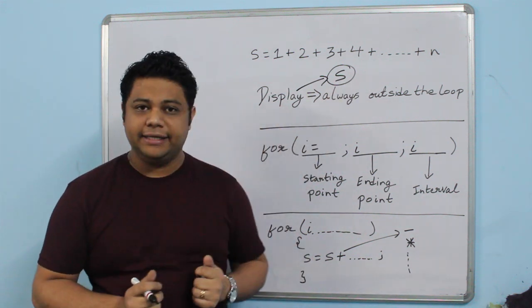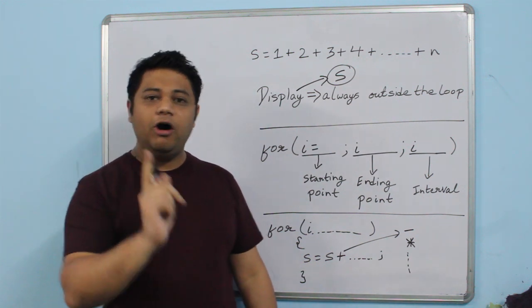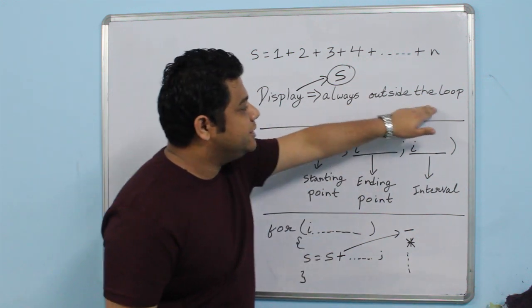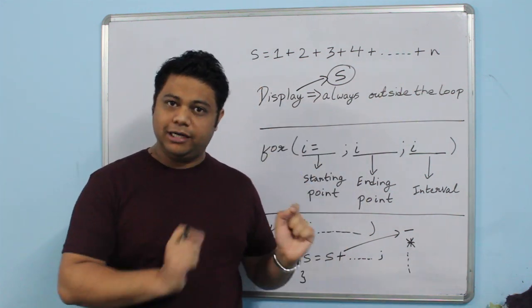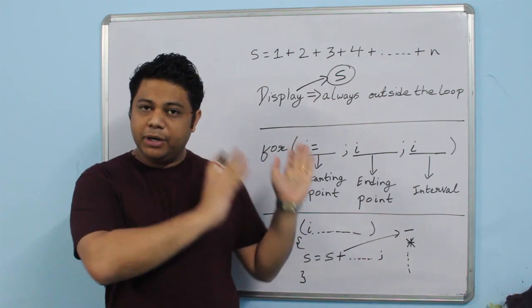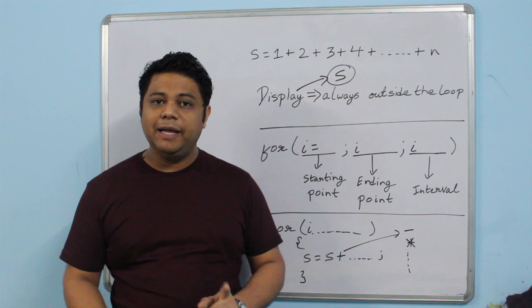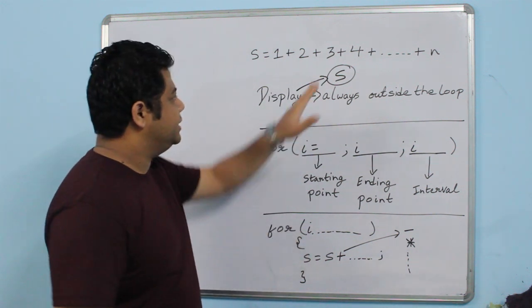So where to display it? Some of you get very confused in this point. The display always has to be outside the loop, unlike the pattern program where the display was inside the loop, as we were displaying repeatedly in the pattern program. But over here in sum of series we have to display only one value. Now why do we have to display only one value? The example over here, just have a look.